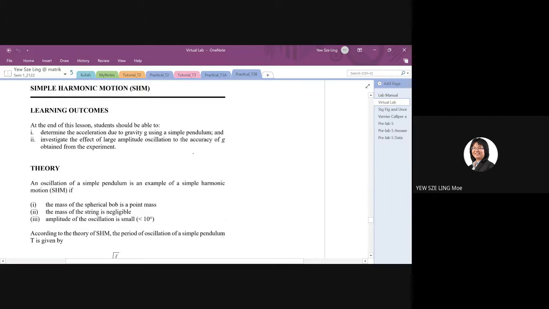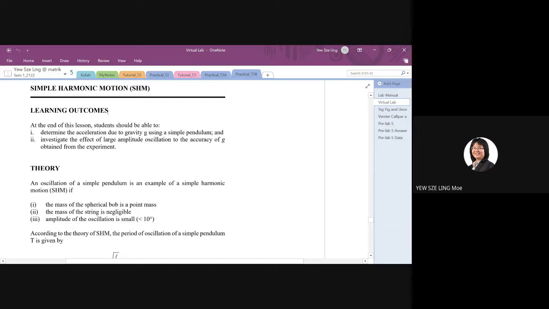Okay, now experiment 5 is a virtual lab. Don't look at the wrong lab manual, all right? So experiment 5 is a virtual lab. What are you going to do? You are going to do an experiment with simple tools as usual. So experiment 5, simple harmonic motions.